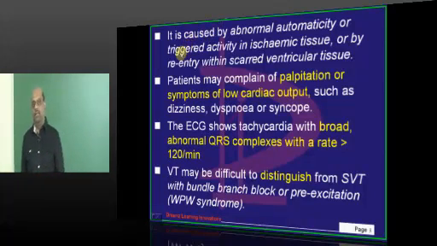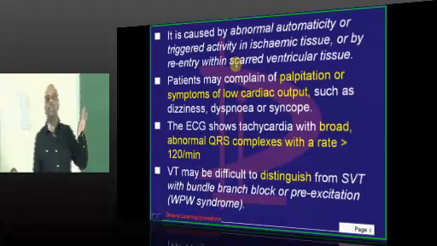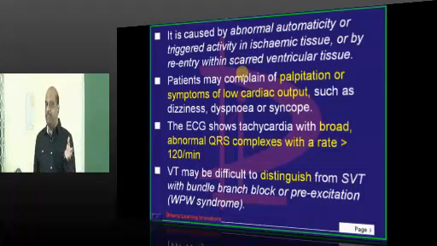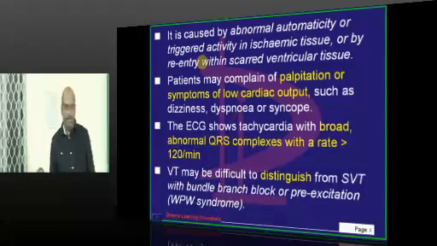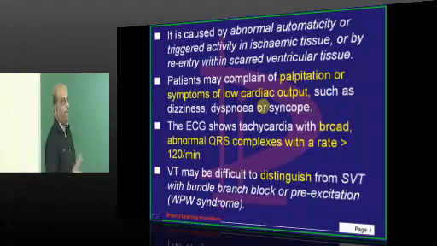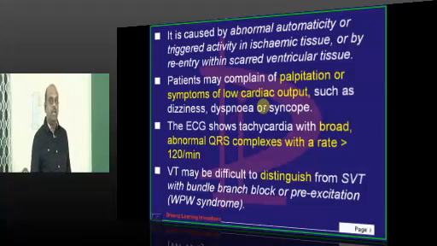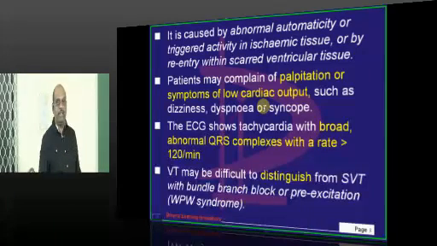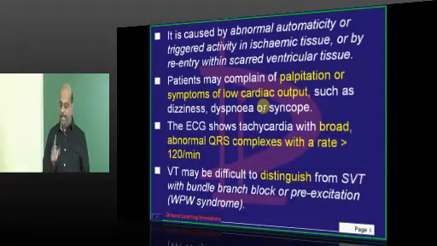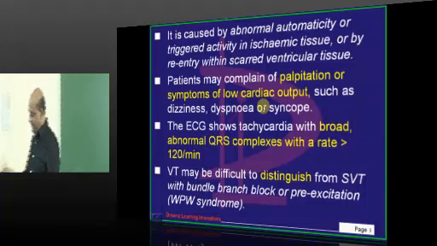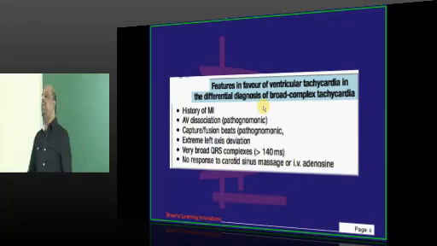Abnormal automaticity or a triggered activity in ischemic tissue, or a scarring of the ventricular tissue due to infarct where there is a re-entry pathway, any of this can initiate the VT. Patients can have palpitations, syncope, low cardiac output, anything is possible. ECG will show an abnormal QRS complex with a rate of more than 120 per minute in case of VT. VT should be differentiated from SVT with an aberrant conduction. So, what are the features?